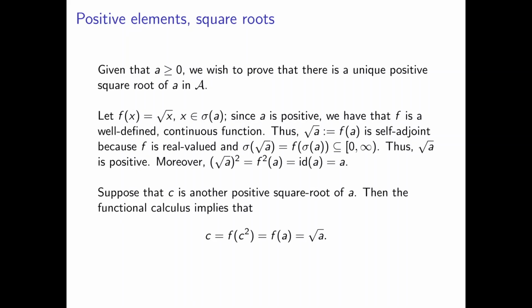And then finally, suppose that c is another positive square root of a. Then the functional calculus, again, implies that c is equal to f of c squared. But f of c squared is equal to f of a, since c squared is equal to a. And then we have that f of a, well, that's just the square root of a. So we're finished. And all of this seems super simple, but it's not trivial if it were not for the fact that a is a positive element and hence normal.